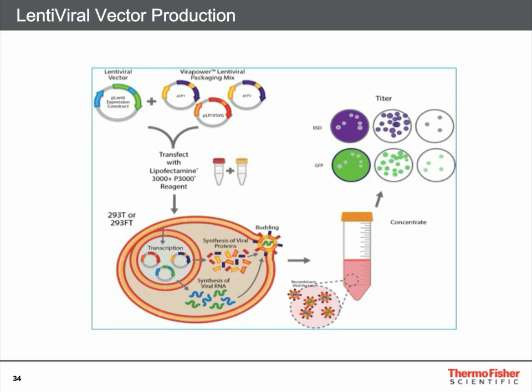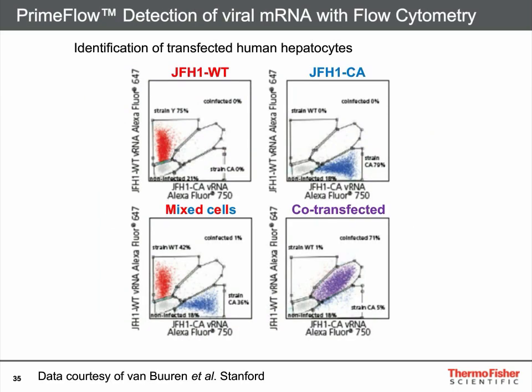But we can also look upstream of the production of that protein and look for other things in our cells, such as the introduction of messenger RNA that is not native to those cells. So we can use a technology called PrimeFlow that enables detection of viral messenger RNA with flow cytometry in our cells of interest, rather than the expression of a fusion protein.